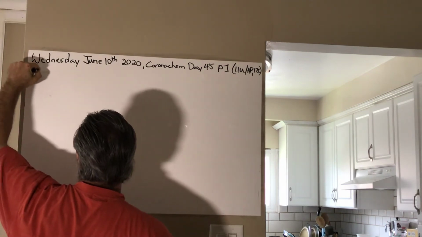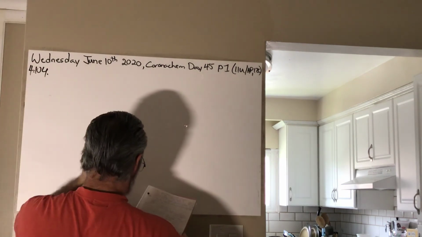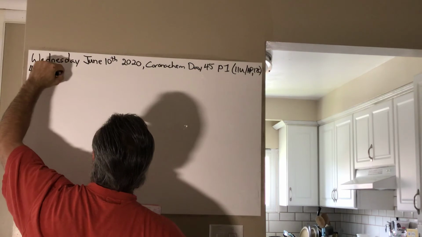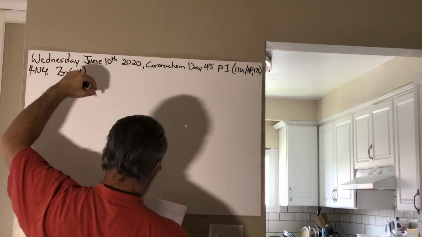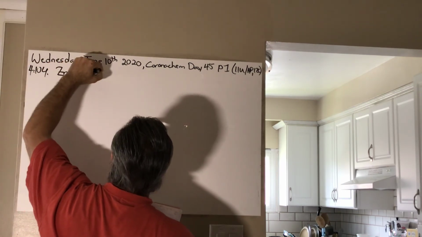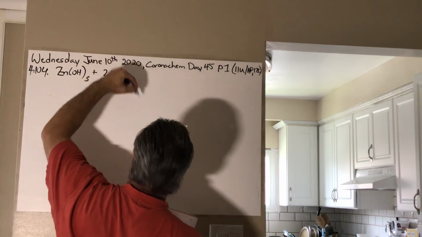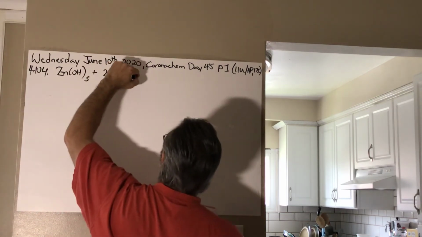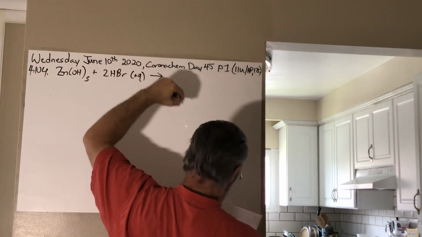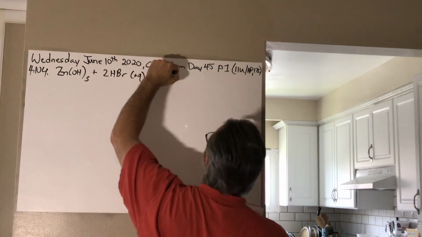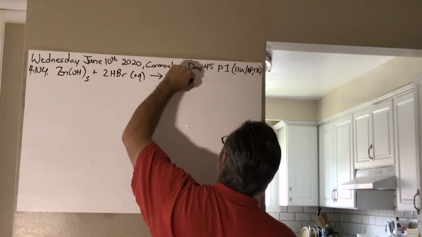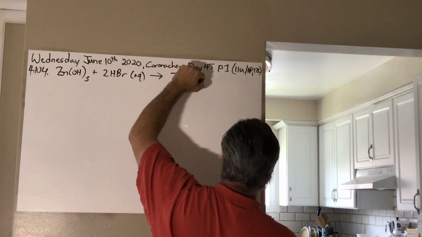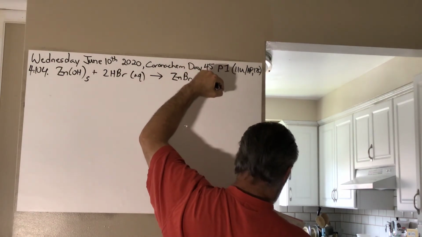Number 4, question 104. The chemical reaction is zinc hydroxide, a solid, reacting with hydrobromic acid, aqueous. And it results in the formation of zinc bromide, probably a solid, plus water.